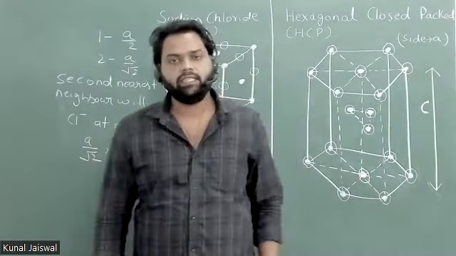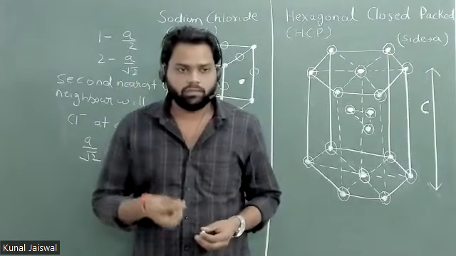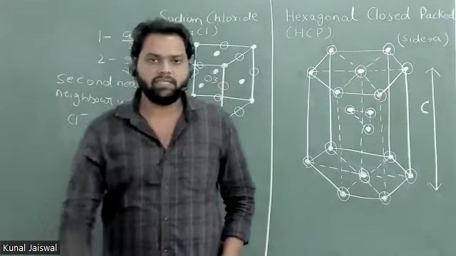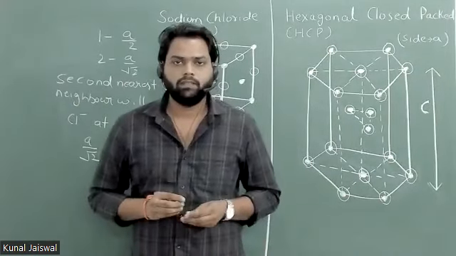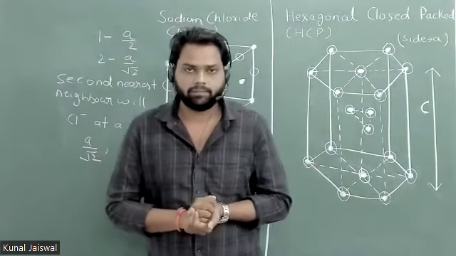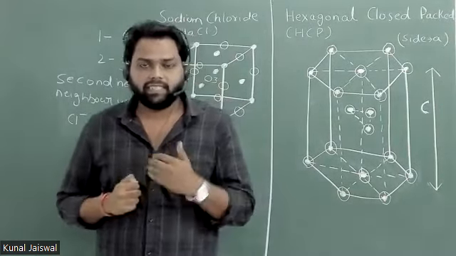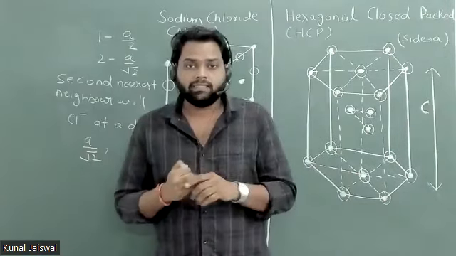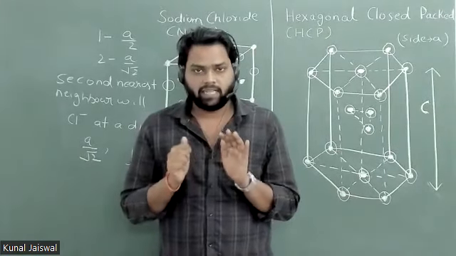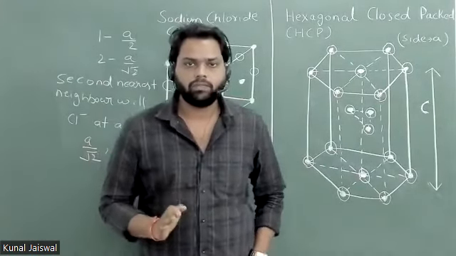Just give the heading as second nearest neighbor. I am saying this so you write it down, because this is quite important. Write down: there are 12 Cl minus ions as second nearest neighbors to the Cl minus ion, which is our reference ion, at a distance a by root 2.